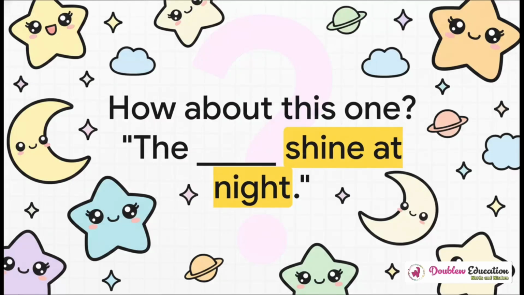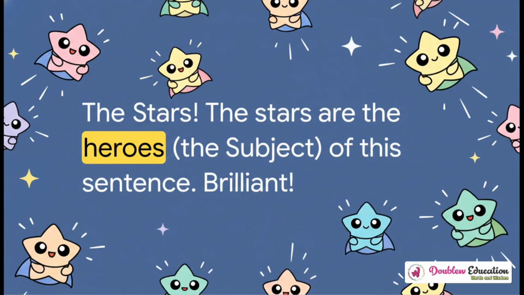Okay, let's try another one. And a little hint, this time there might be lots of heroes. The sentence is, the blank shine at night. What beautiful things can we see shining up in the night sky? The stars, absolutely brilliant. The stars are the heroes, the subject of that sentence. You are getting so good at this.